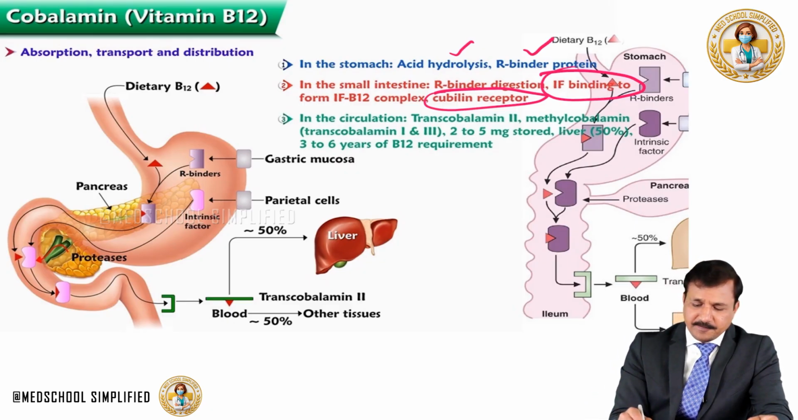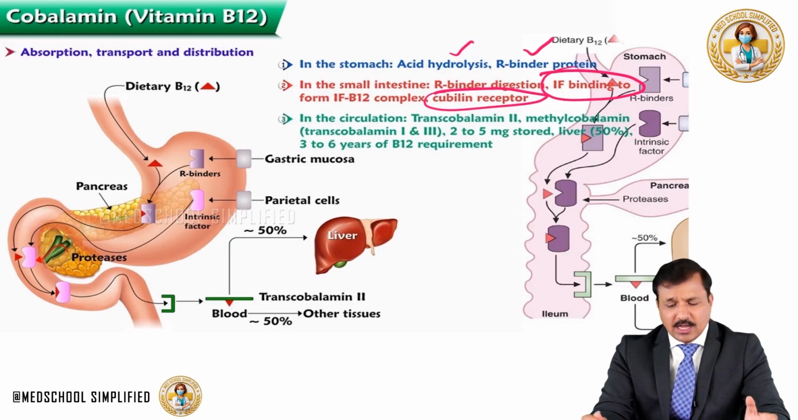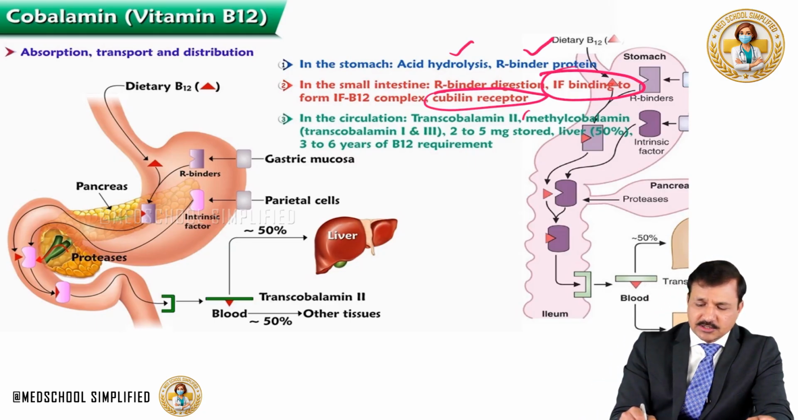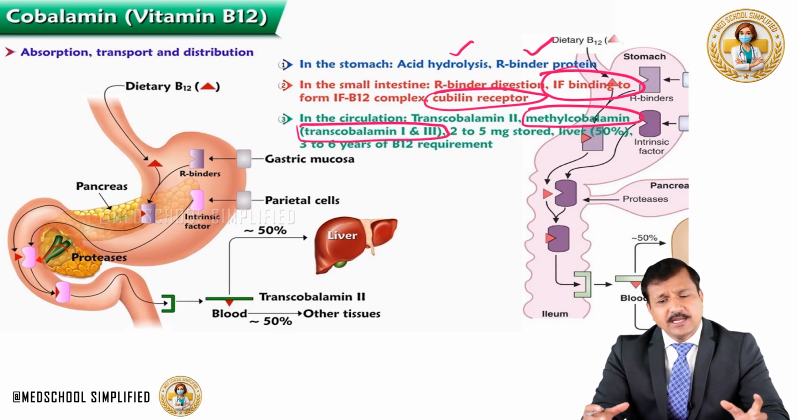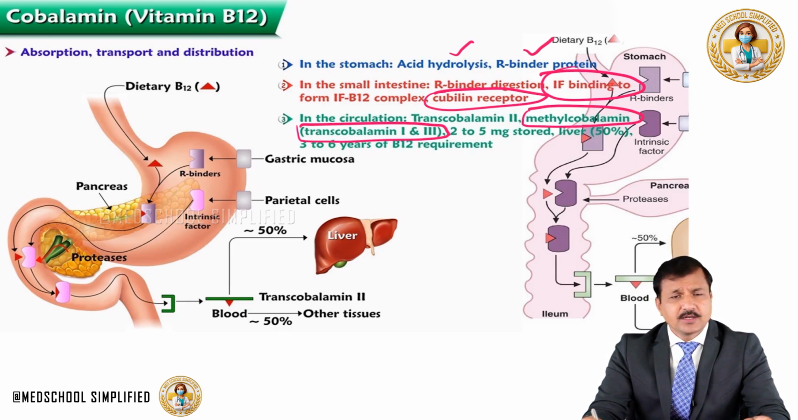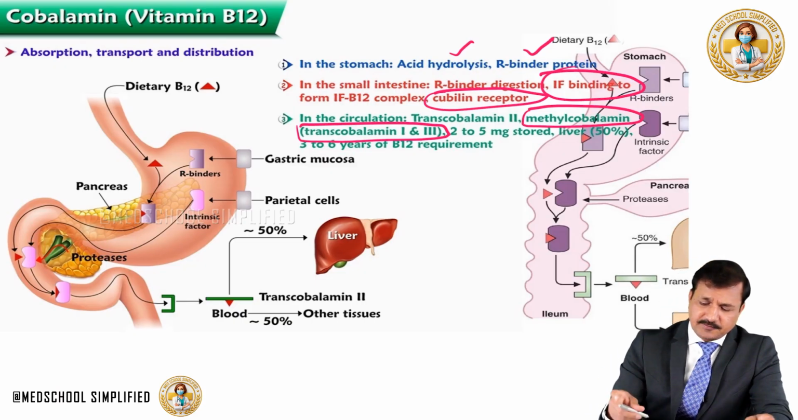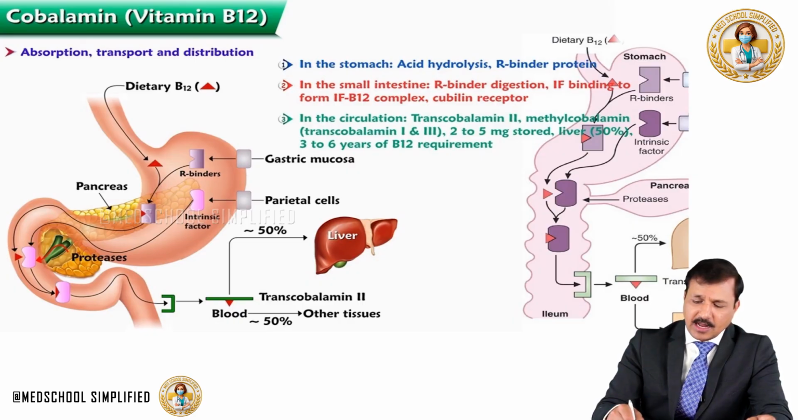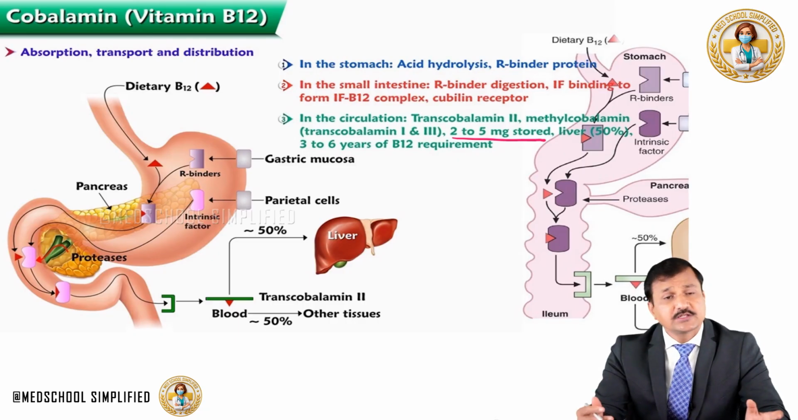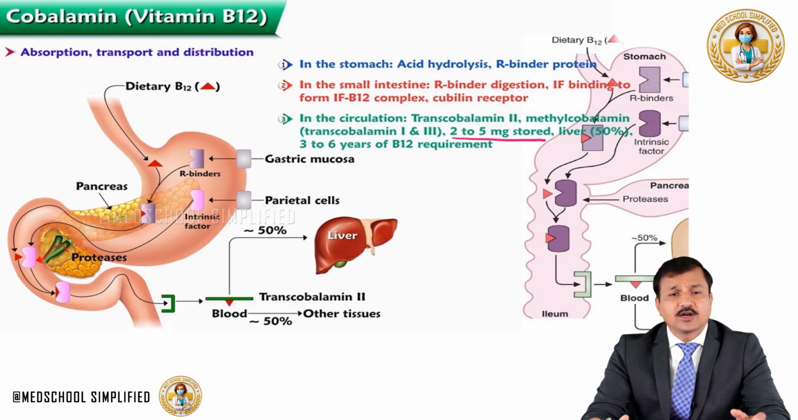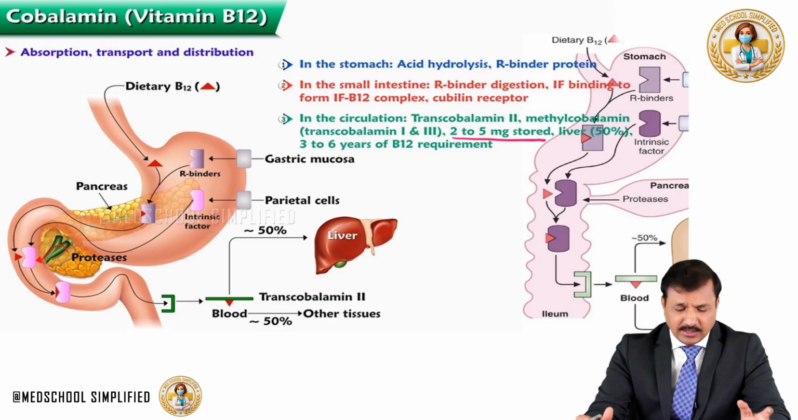Now the methylcobalamin, once it is transported to the tissues, is stored in the tissue as methylcobalamin, by binding to transcobalamin 1 and transcobalamin 3. So around 2 to 5 milligrams of cobalamin is stored in our body in total. Of that, 50% is stored in the liver, and this amount is sufficient to meet the cobalamin needs of our body for 3 to 6 years of B12 requirement.